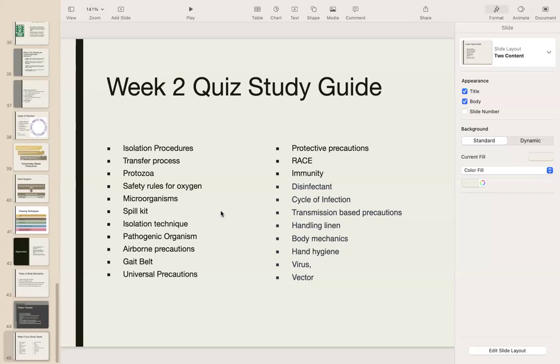But just know there may be times that what's on the study guide may not be on your test. That's why it's important that you read your book and go through the PowerPoints and all the learning activities that we provide for you, to make sure you'll be ready for your test.